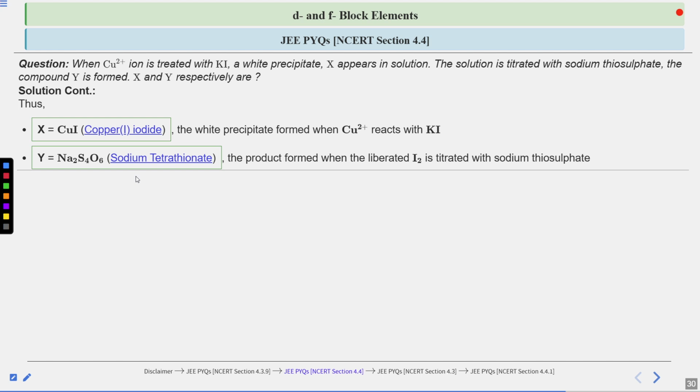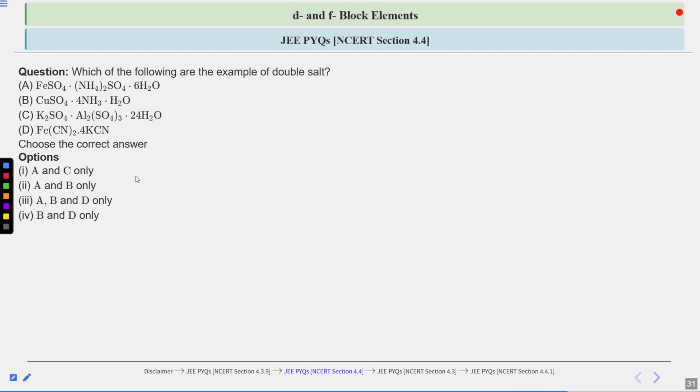Okay, let's move on to our next question. This is a JEE PYQ and this is covering the NCERT section 4.4. The question is, which of the following are examples of double salt? We have been given some salts A, B, C and D, and you have to tell which are examples of double salt.